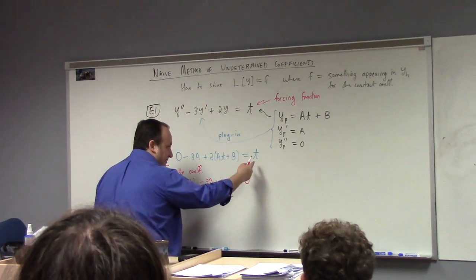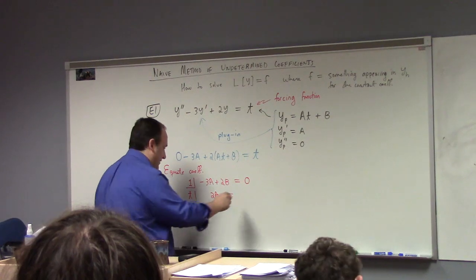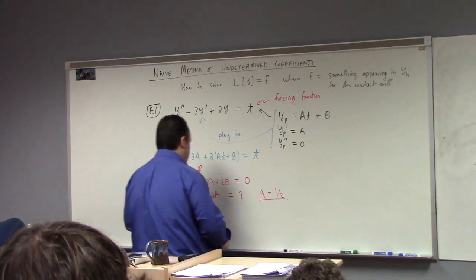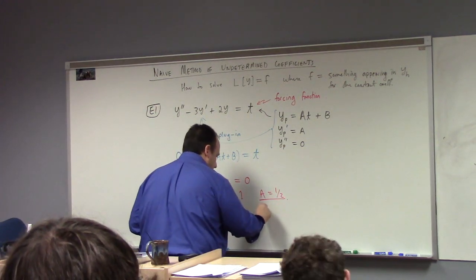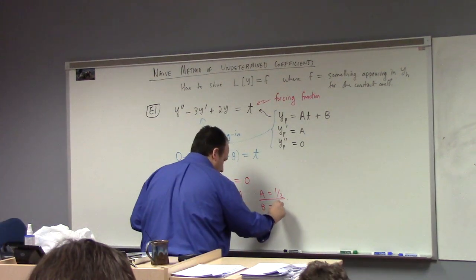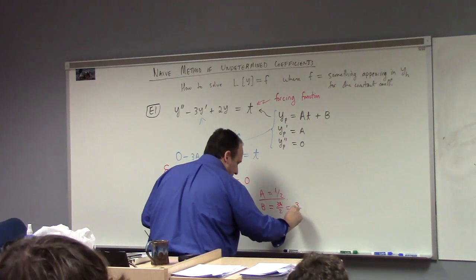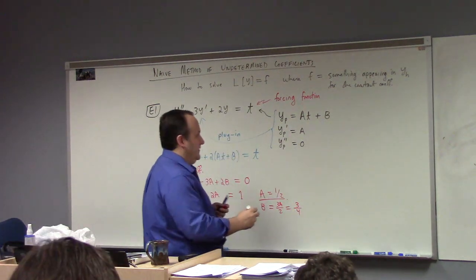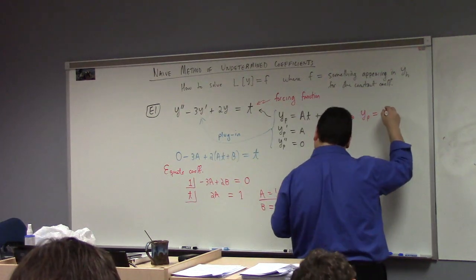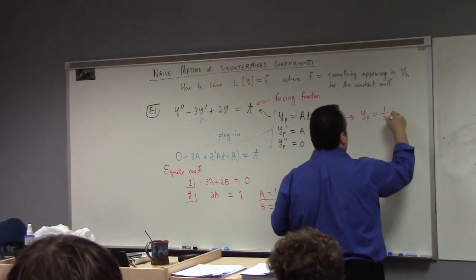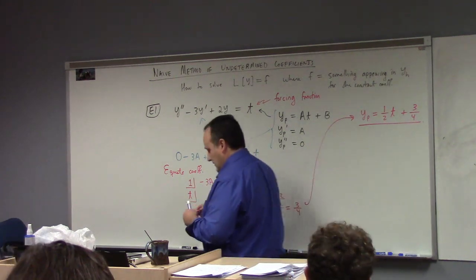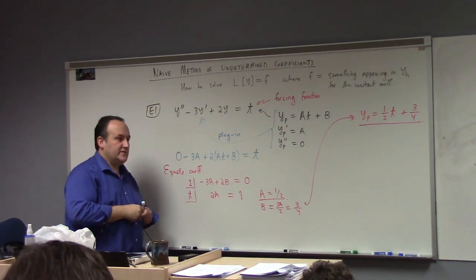Now, the coefficient of t is 2a. What's the coefficient of t over here? 1. All right, now we got something. So this means a is 1/2, and b is what? 3a over 2, also known as 3/4. So you put this all together, we get yp is 1/2 t plus 3/4. This thing I just did is known as the method of undetermined coefficients.